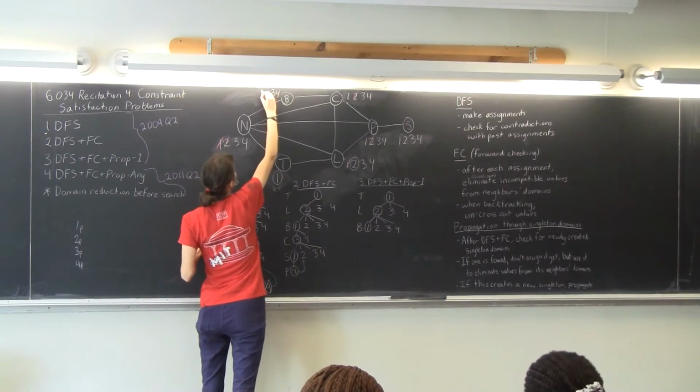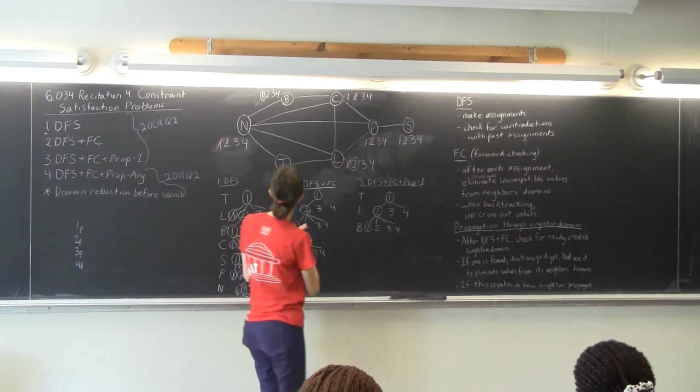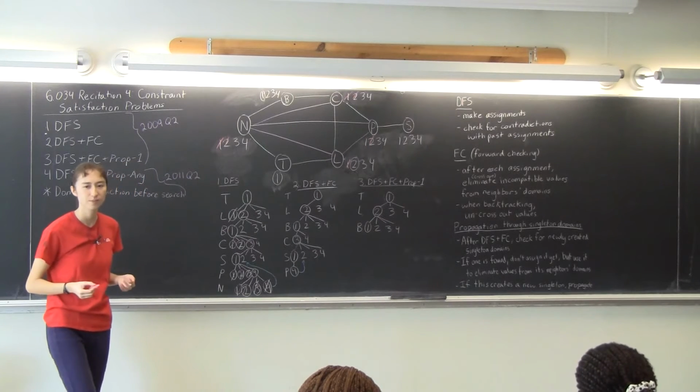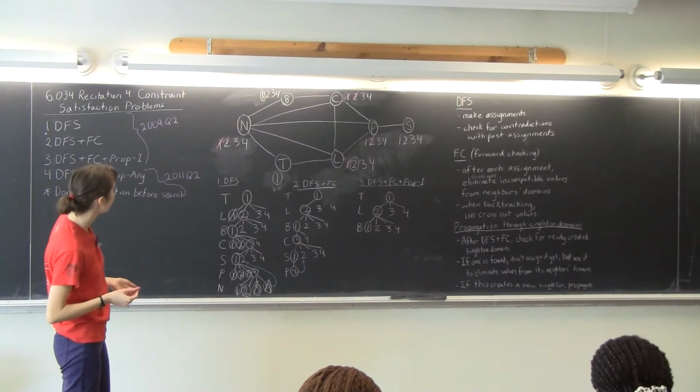Can we cross out anything? Curry can't be at 1 now. Now, do we have singleton domains? No, so far this isn't doing much.